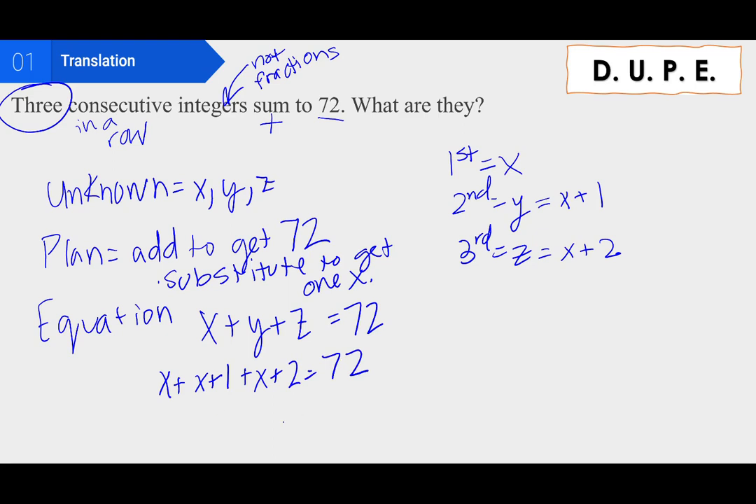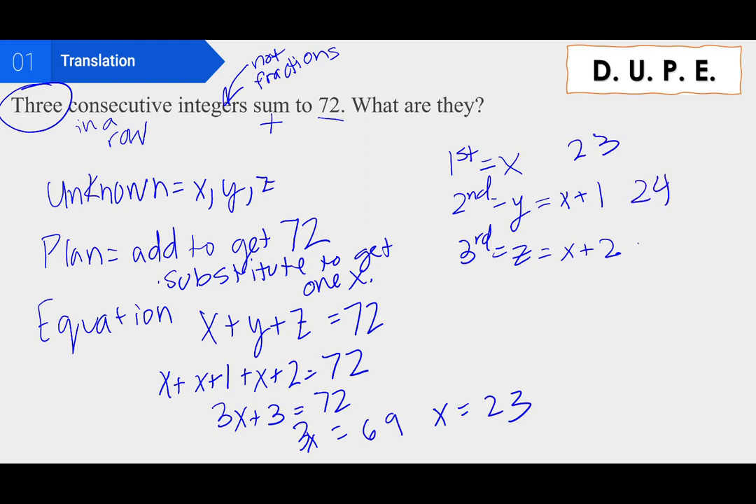And so I'm going to combine like terms. You guys already know how to do this. I'm going to subtract and divide, and I get the first term, which is 23. Another thing you want to help your students remember is to answer the question. We wanted to find not just the first number, but all three numbers. So the first number is 23. The next one is one more than that, so it's 24. Next one's one more than that, or two more than 23. So our three numbers are 23, 24, and 25.